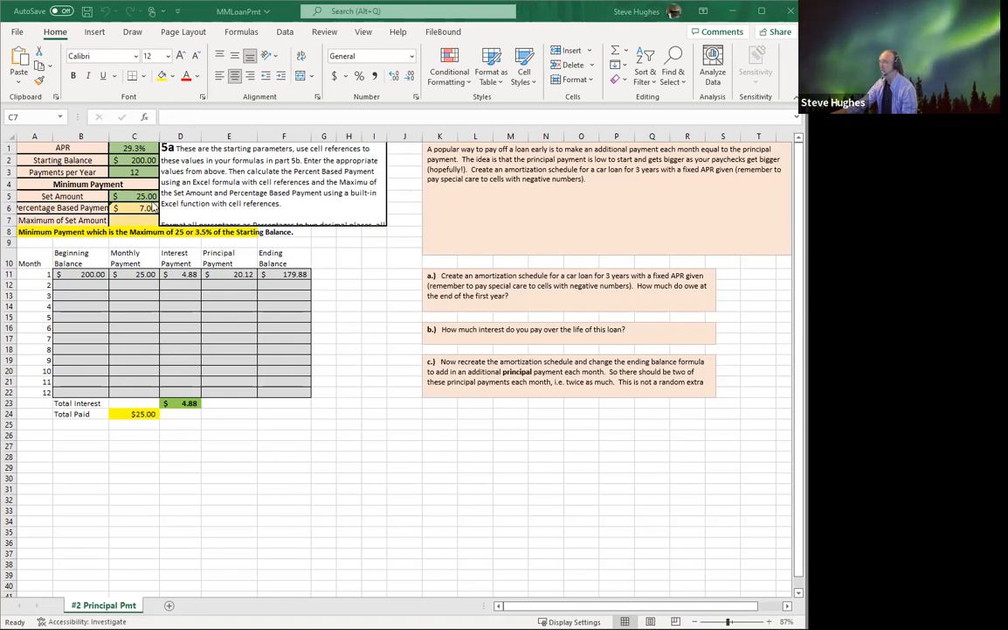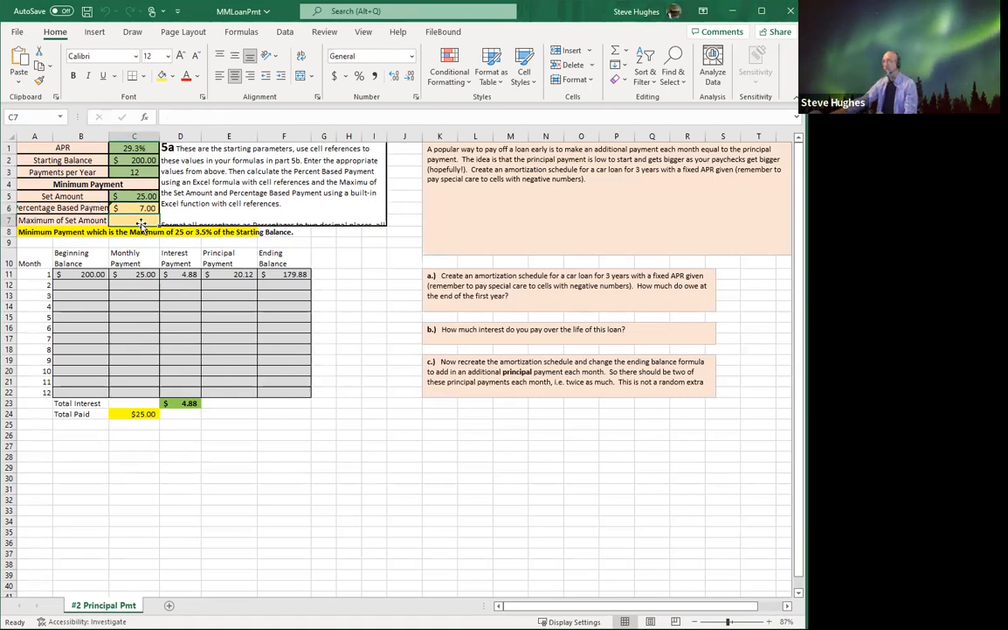And then the minimum payment down here, which is the maximum of $25 or 3.5% of the starting balance. Here you can see the set amount is $25. The other one I've calculated simply by multiplying C2, which is the starting balance, times the rate, which is 3.5%. So that one's pretty simple.